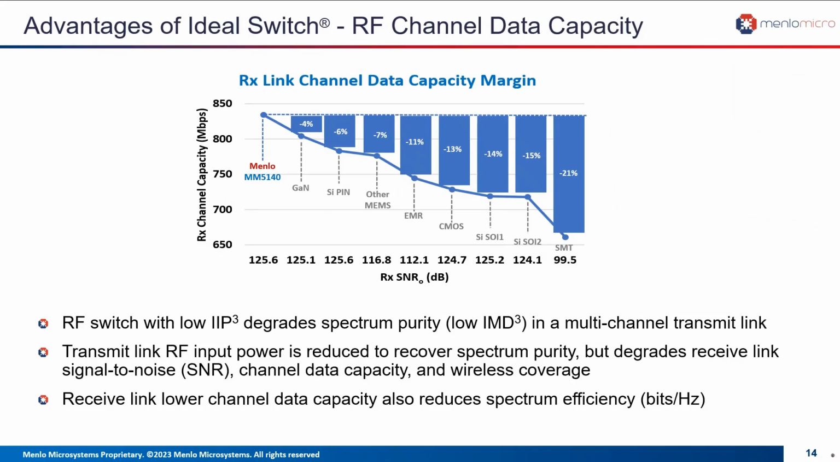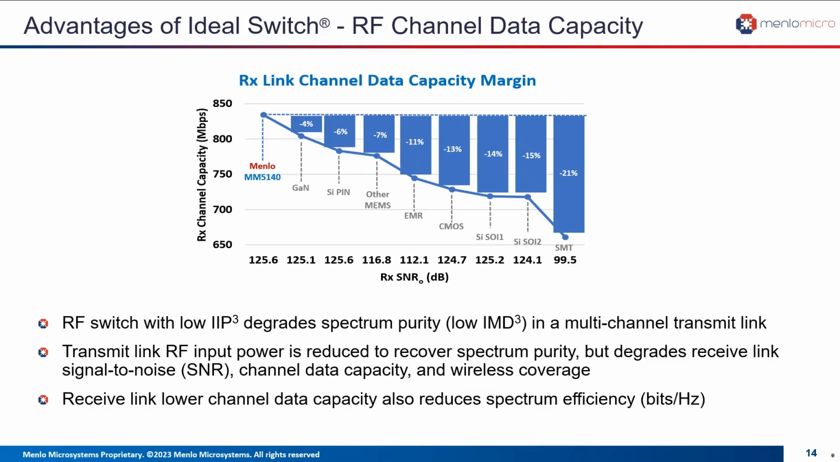So as far as the channel data capacity that I brought up earlier, the RF switch with low IP3, shown on previous slides, degrades multiple channel transmitters' RF spectrum purity in the form of IMD, third order intermod distortions. So effective RF spectrum use and sharing requires that the impacted transmitter's RF power going into it or output of it needs to be reduced in order to recover the same spectrum purity as possibly mandated by the FCC or other spectrum sharing schemes. But doing so, reducing transmitter power just to keep the spectrum purity, also at the same time reduces the wireless coverage due to the lower power extending out.